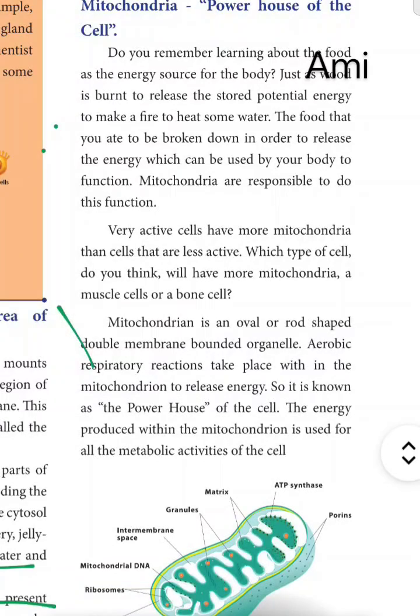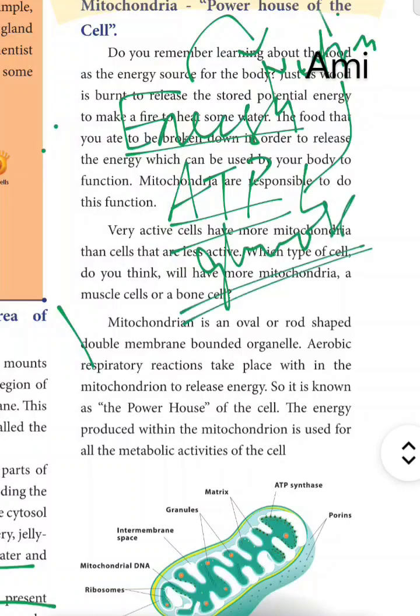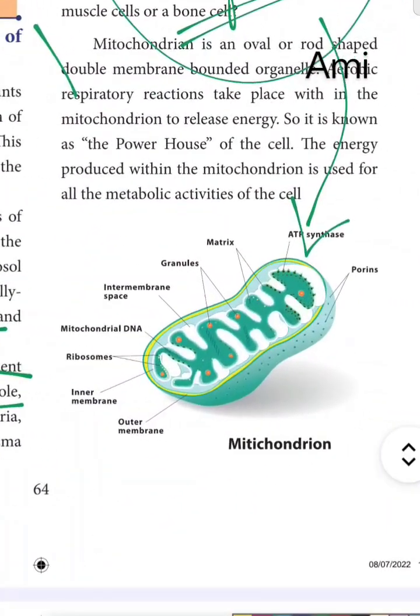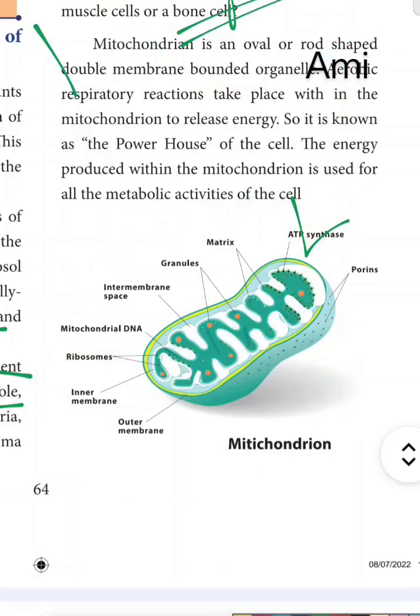Now mitochondria, this is the powerhouse of the cell. Do you remember learning about food as the energy source, where we studied the concept of ATP, adenosine triphosphate? These are energy molecules. Whatever food we consume has nutrients that are converted to ATP or glucose molecules, which provide us with energy. This process takes place with the help of the powerhouse of the cell, known as the mitochondria.